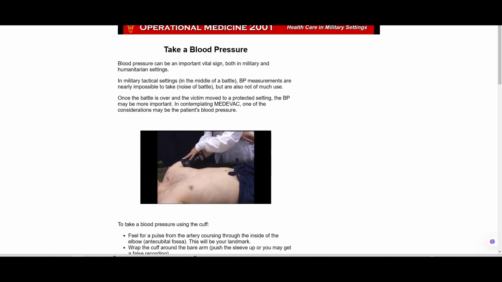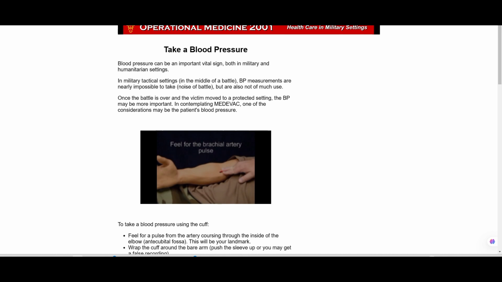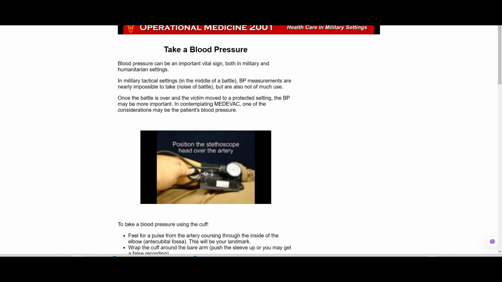Let the air out of the cuff. Wrap the cuff firmly around the arm, just far enough above the elbow to leave the space over the brachial artery free, and fasten the clip or Velcro closure. Find the pulse in the artery and place the stethoscope over the spot where you can feel the strongest pulsations.